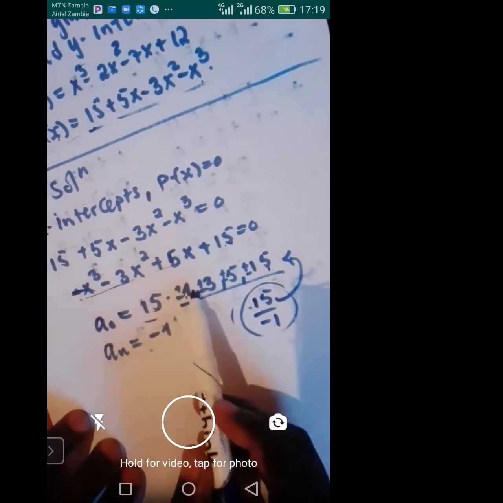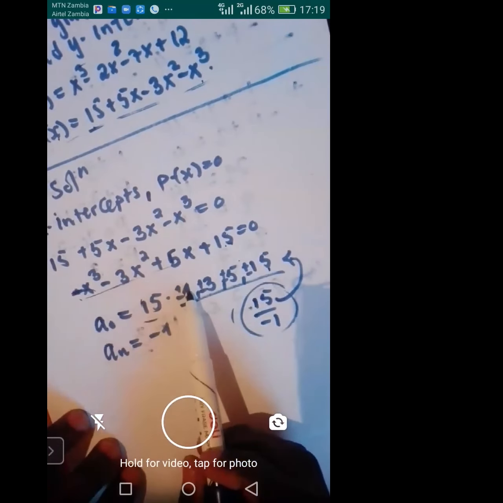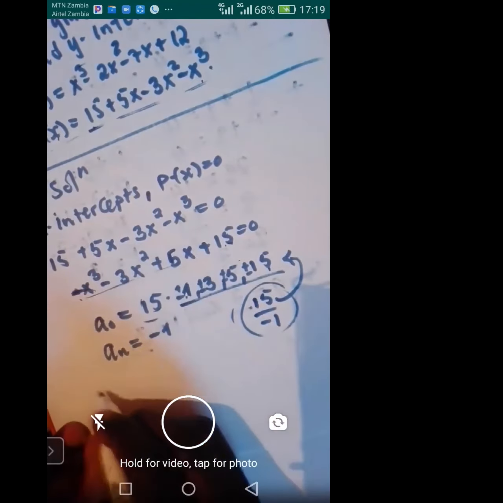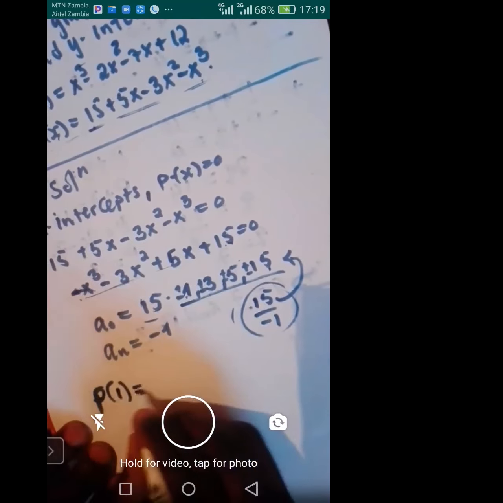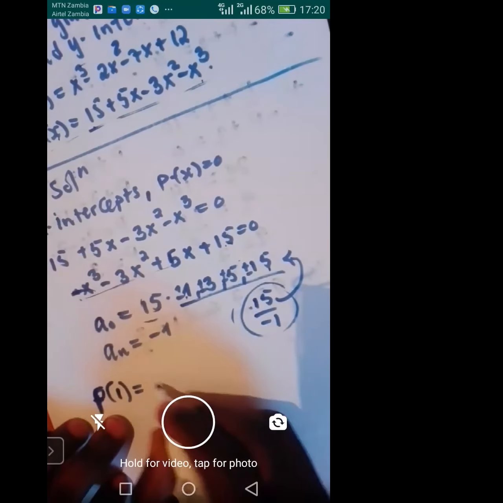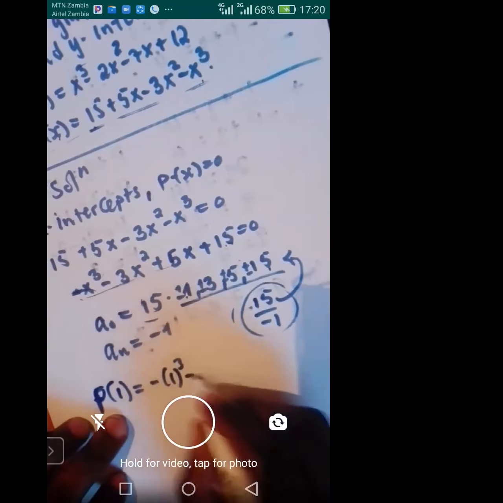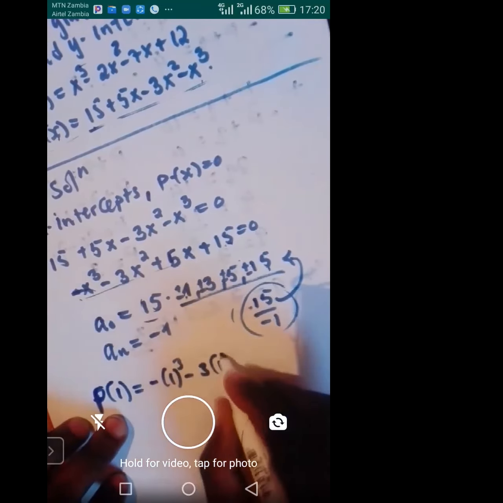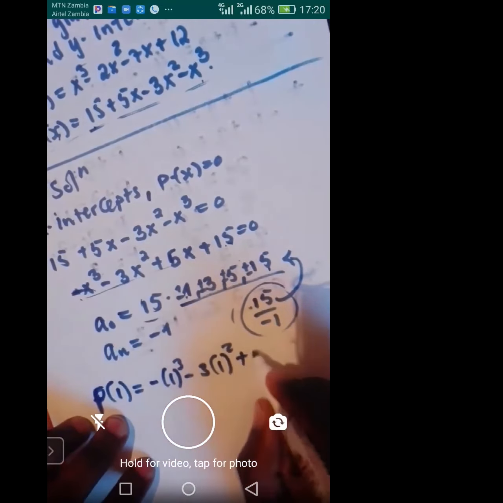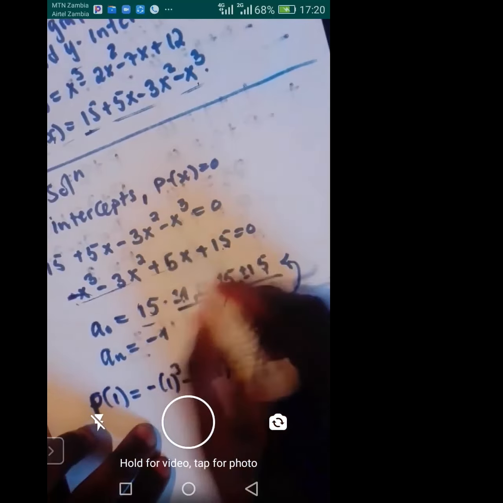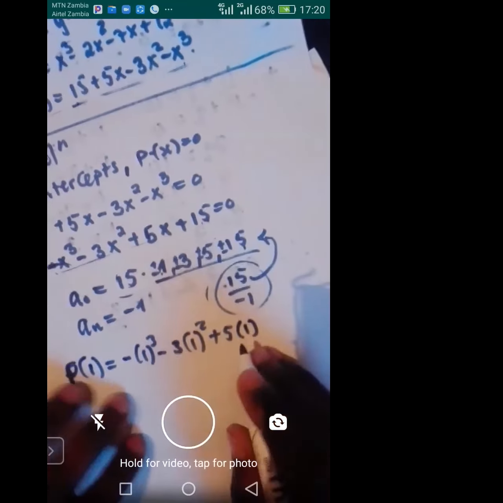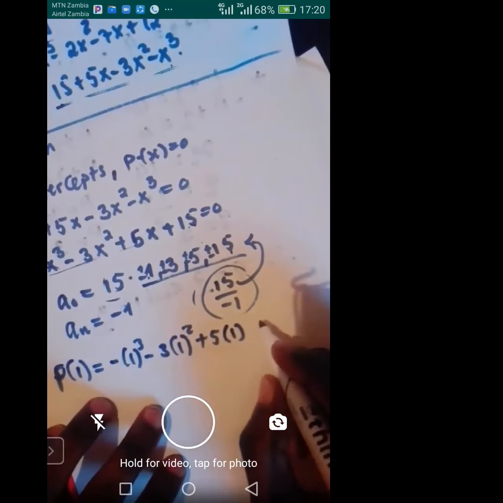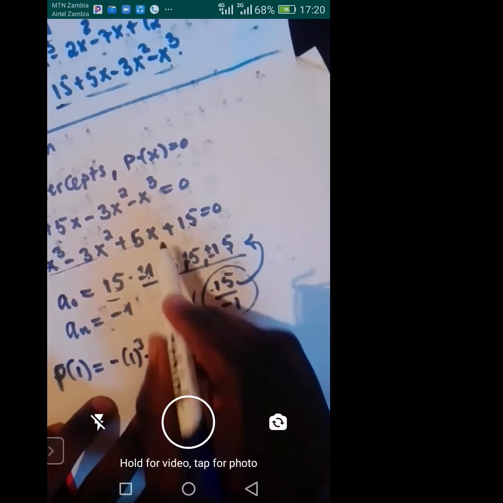So we are going to start. Let's start with +1 here. So you try, that's P of 1, which you're going to have: negative 1 to the power 3 minus 3 times 1 squared plus 5 times 1, plus 15 there.